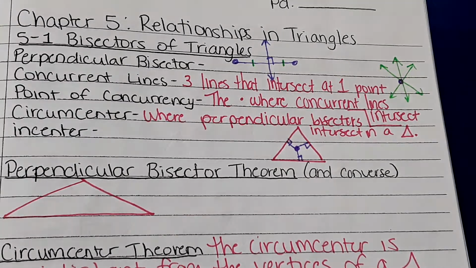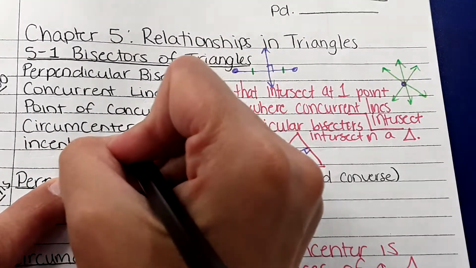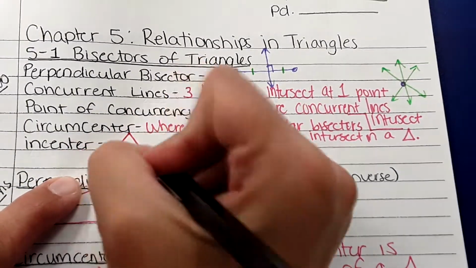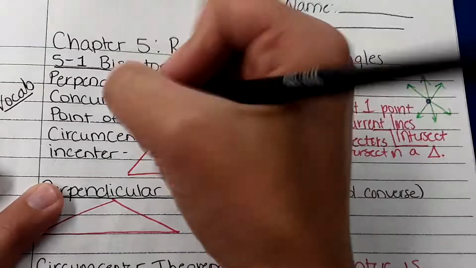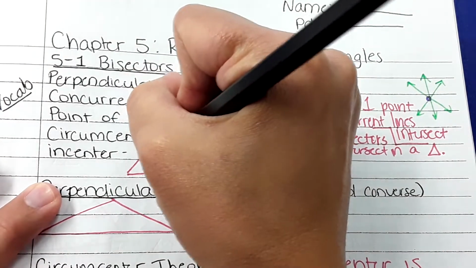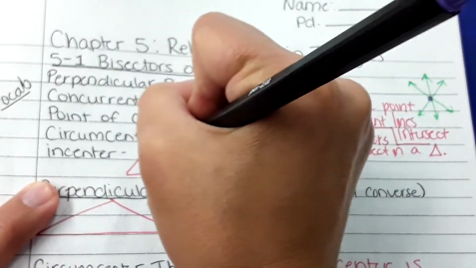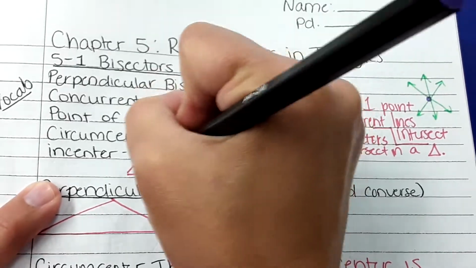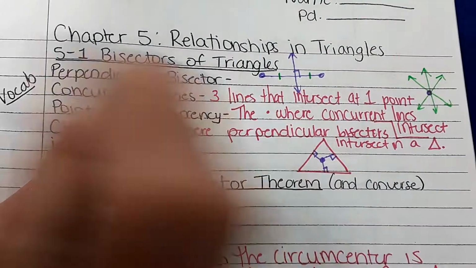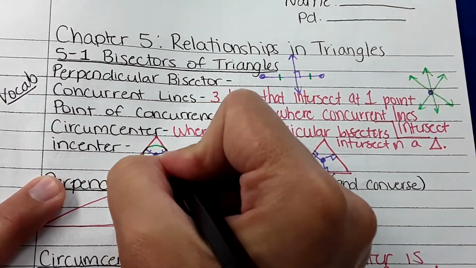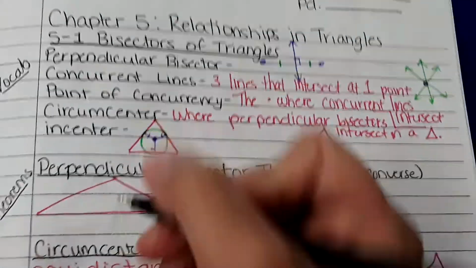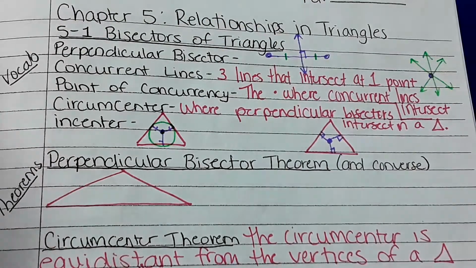And incenter. If you have a triangle, the point that's equidistant from all the sides is called the incenter. Sometimes you'll see it with a circle. It's also the center of this circle too. If you have an inscribed circle, the center would be the incenter.